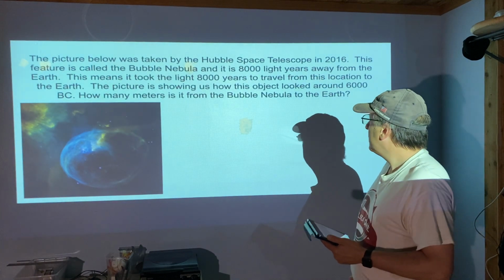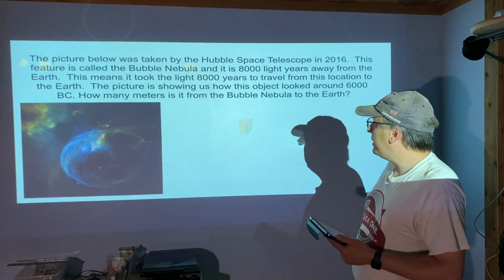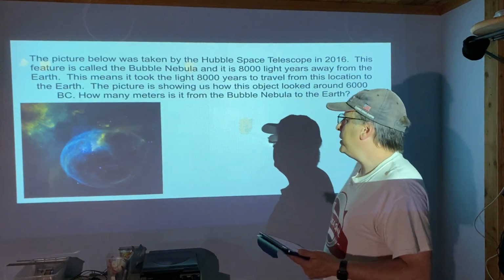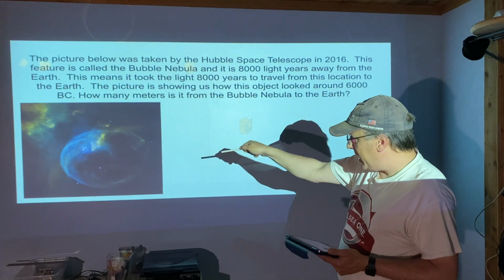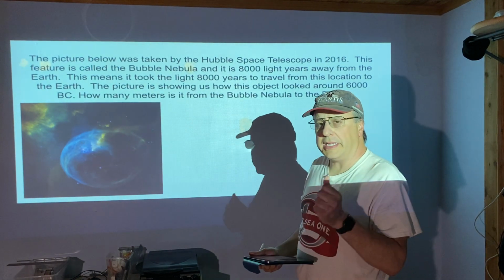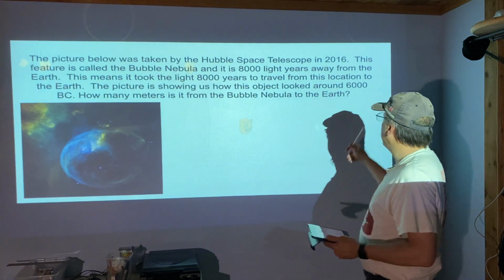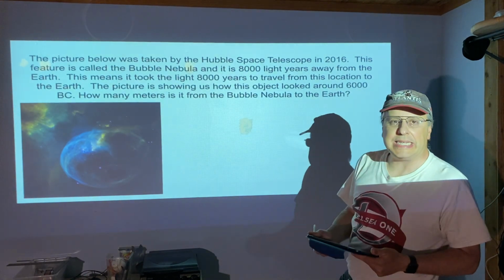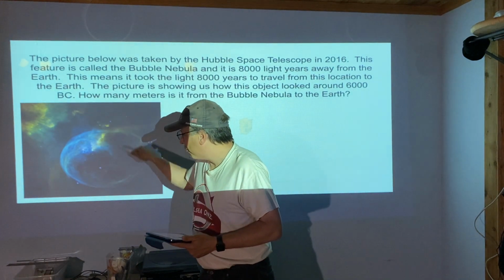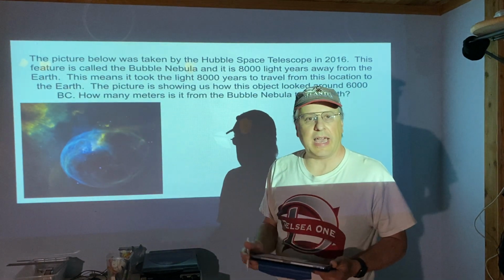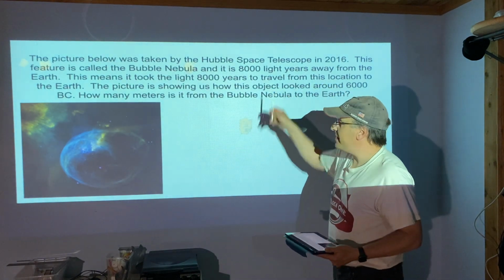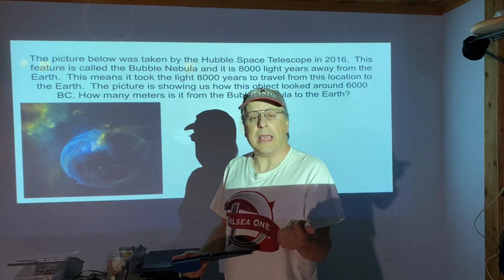And this object, it turns out, is 8,000 light years away, which means that what we're seeing when we look at this Bubble Nebula is how it looked back in around 6,000 BC. 6,000 years BC is what you're seeing right here when you look at that. It no longer looks like this. We won't know for another 8,000 years how it looks today.